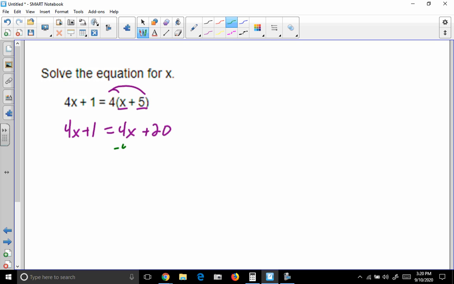If we try to get all of the x's on the same side, move this 4x to the other side, so the opposite of adding would be to take it away. So 4x minus 4x cancels, leaving 20. Well, on the other side, 4x minus 4x cancels, leaving 1. 1 and 20 are not the same number. So as we mentioned on the previous problem, if we try to isolate our variables and the variables go away and we end up with a false statement, then that means for this problem there is no solution.